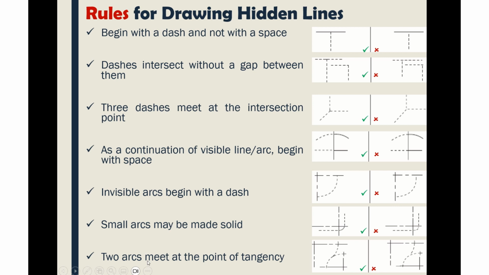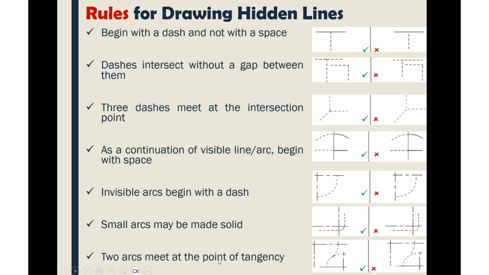So this is inappropriate. Also, small arcs must be made solid. Where the arc is very small, it's better it's made solid and then you continue the line with a dash. You don't necessarily have to enforce a dash on the arc because you will not get an appropriate arc in that place, and it may also be inaccurate. So just make the small arcs a solid line or an outline.